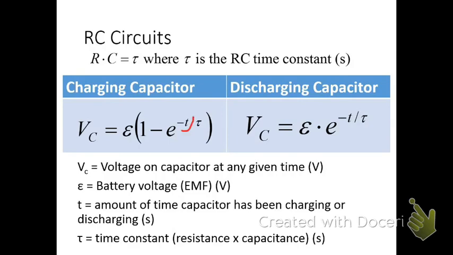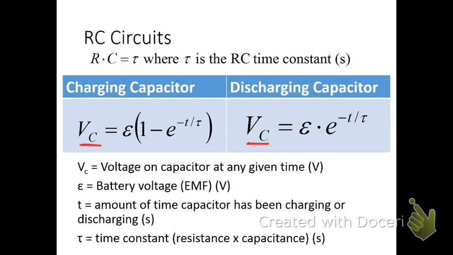T, which you can find here and here, T is the amount of time that the capacitor has either been charging or discharging. So the moment you hook it up and it begins charging, the timer starts 0, 1, 2, so on and so forth. Now, epsilon here is the battery voltage or the initial voltage of the capacitor. If it's discharging, it's the initial voltage. If it's charging, it's the voltage the capacitor is trying to achieve. And V sub C is the voltage on the capacitor at any given time.